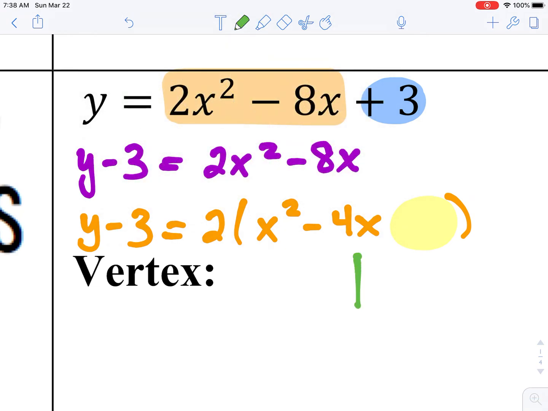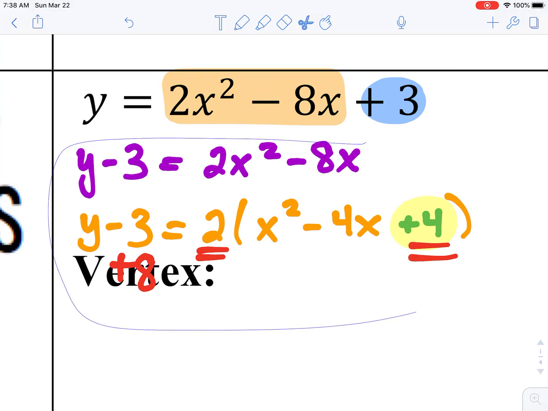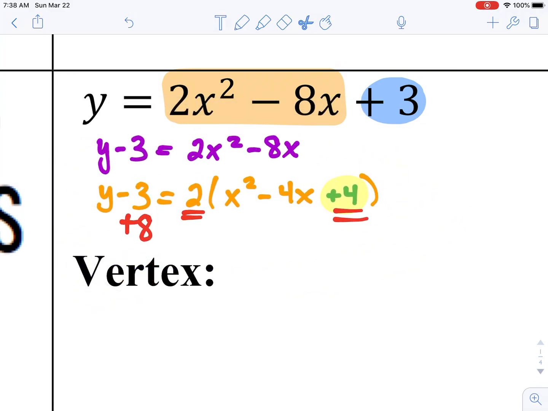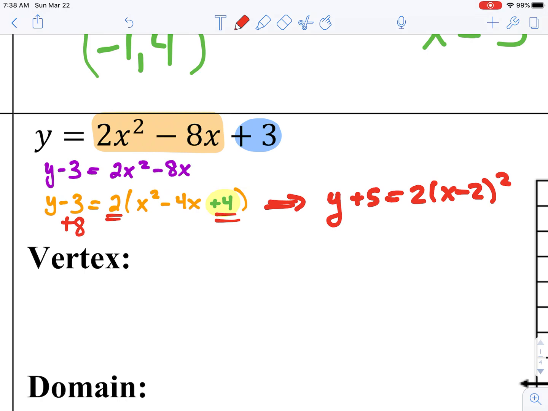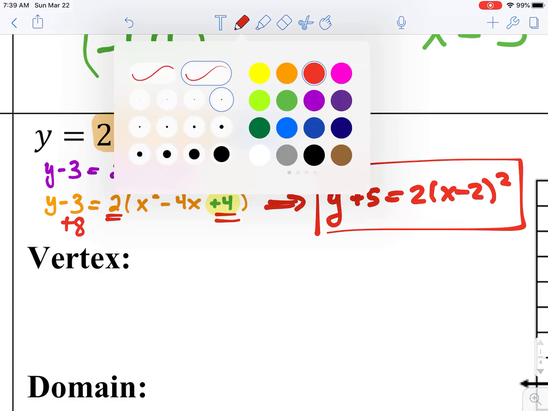Our ultimate goal is to find out what number goes right here. In order to do that, we're going to take half of the middle number, which is negative 2, and then we square it. So negative 2 squared is 4. But the question then is, what do we add to the other side? We want to take that 4 and multiply it by 2, so we are going to be adding 8 to the other side. Let's go ahead and simplify this equation. It turns out to be y plus 5 equals 2 times x minus 2 quantity squared. We are now in a format that we're going to be able to graph it and name our vertex.